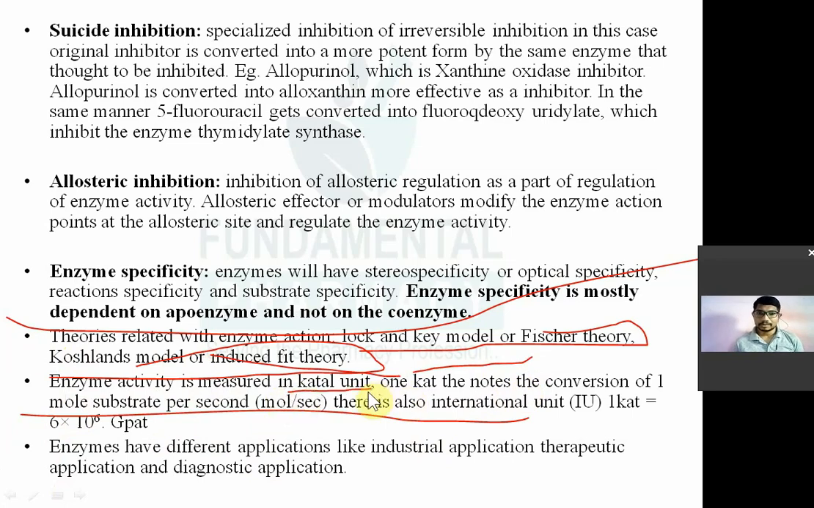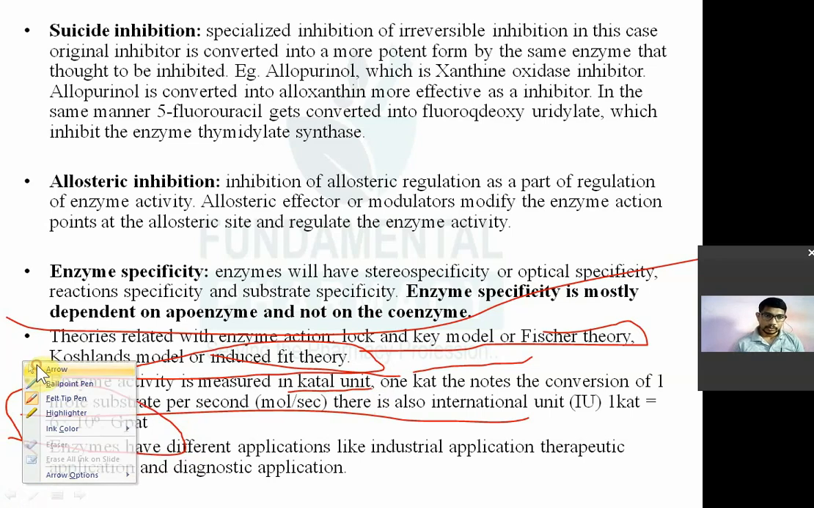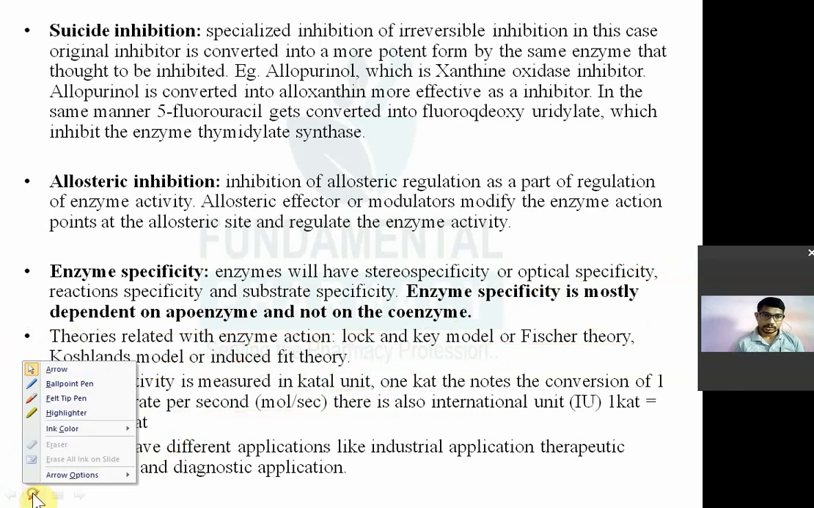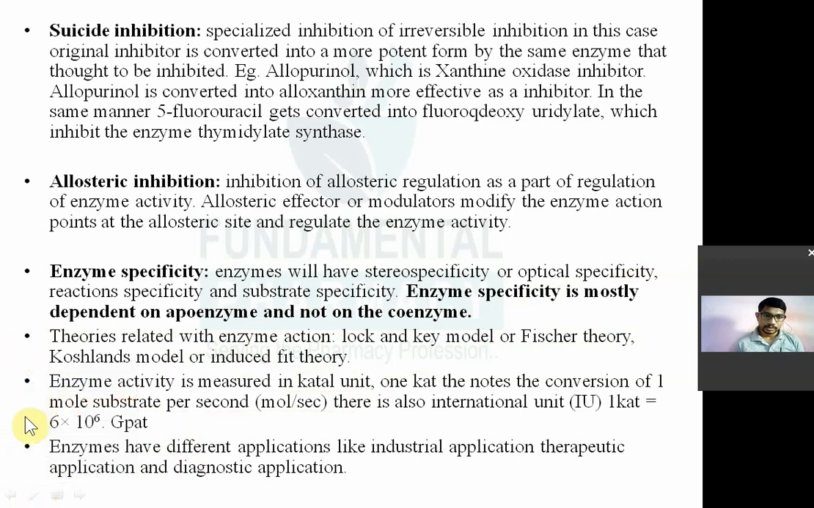One katal is nothing but the concentration of enzyme required to convert one mole of substrate per second into the product, and it is also an international unit. One katal is equal to 6 into 10 raised to 6. ये याद रखो, 6 into 10 raised to 6. इसके ऊपर भी क्वेश्चन आ चुका है. Okay. Then enzymes have different applications in the industry, therapeutics, and diagnostics.